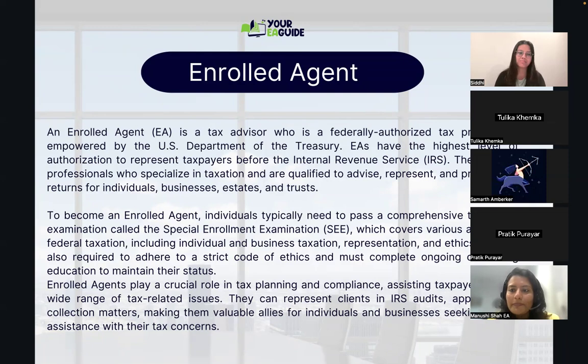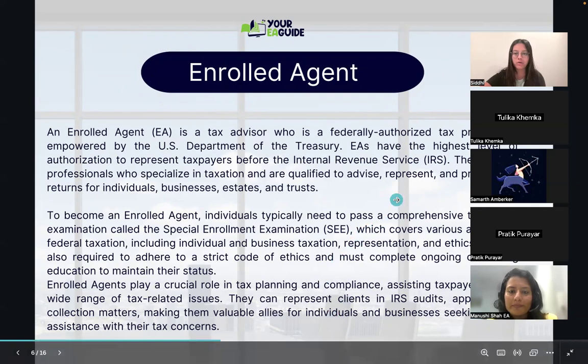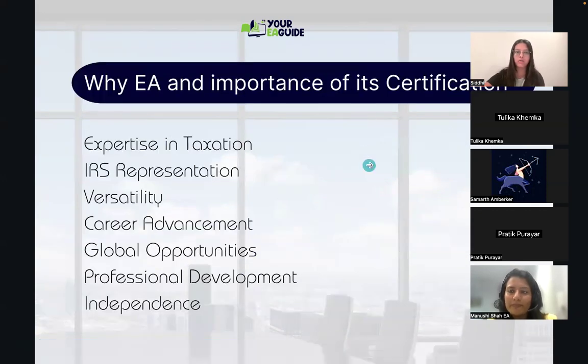And second thing is, when Manushi and I started our journey in US taxation, there was no one to guide us. So we both started our journey doing all the research work, going through all the publications, and then we are over here. Taxation is a never-ending work; you have to upgrade yourself every year. So don't worry about it. We'll see why EA is important, or what is the importance of this EA certification.